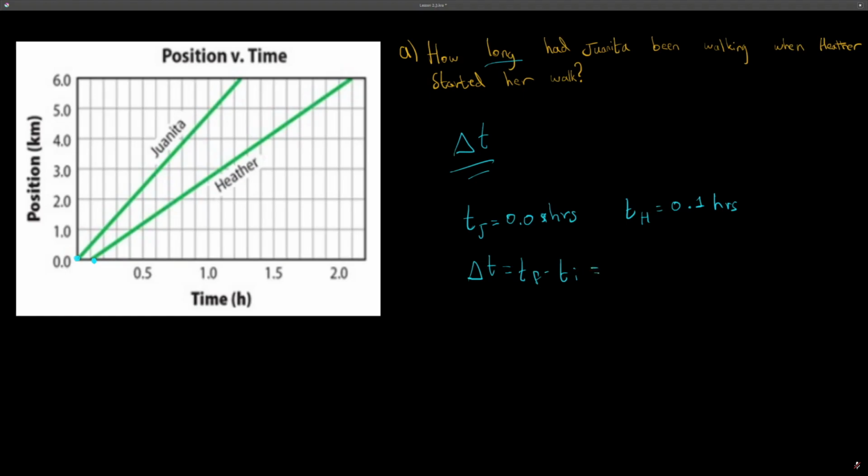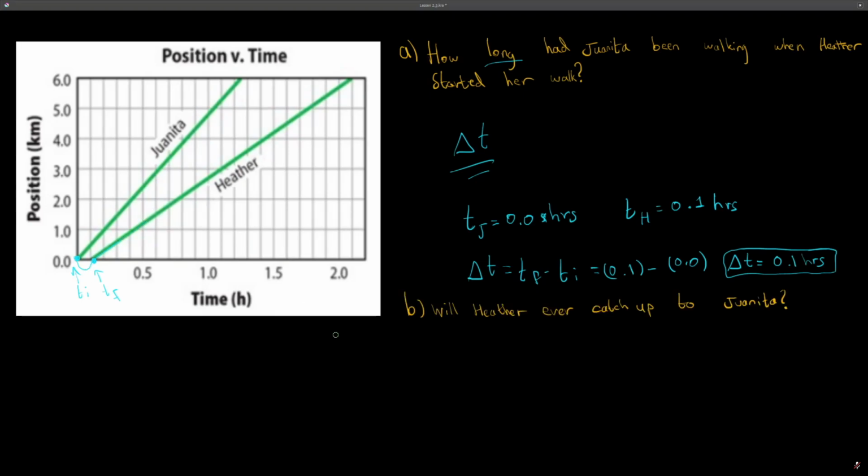So in this case, Juanita started first, so she will be t initial, and Heather started second, so she will be t final. So it'll be 0.1 hours minus 0.0 hours. So delta t is equal to 0.1 hours, which is in fact how long it took for Heather to start walking after Juanita. We can see after 0.1 hours she started walking and her line started moving up.